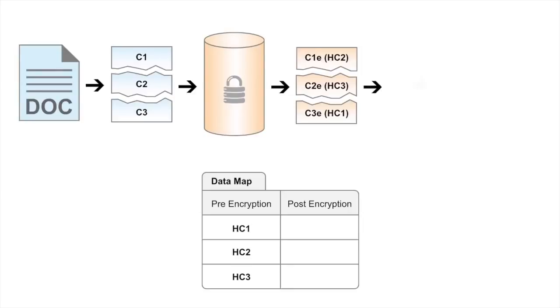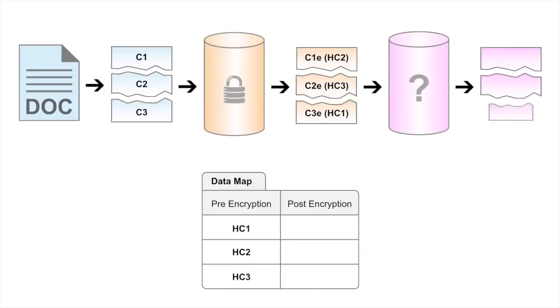The chunks then go through an XOR process, where each chunk is obfuscated by XORing it against the hash of other chunks. So C1 encrypted is XORed with the hash of C2 and the hash of C3. C2 encrypted is XORed with the hash of C3 and the hash of C1. And C3 encrypted is XORed with the hash of C1 and C2.